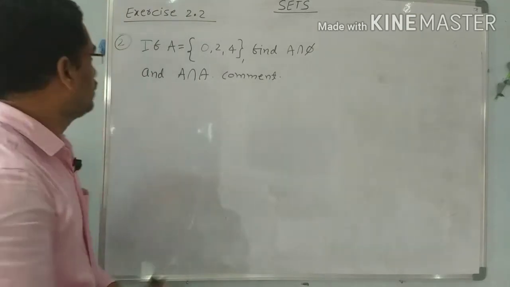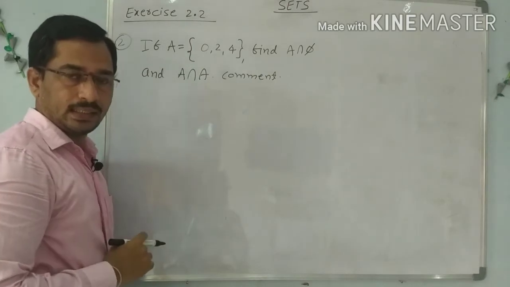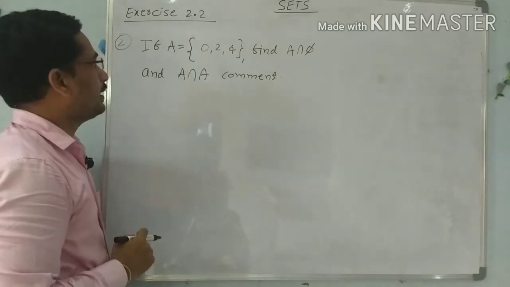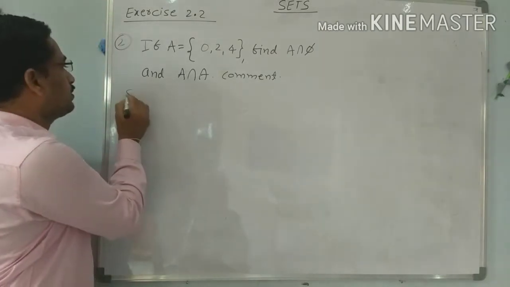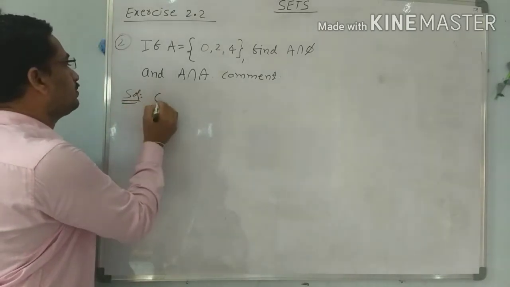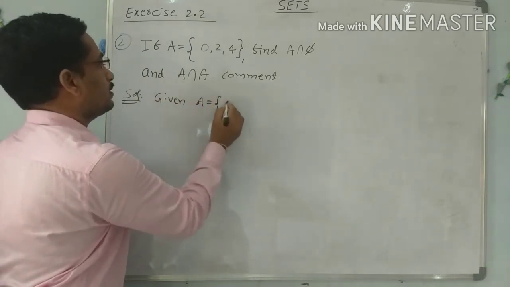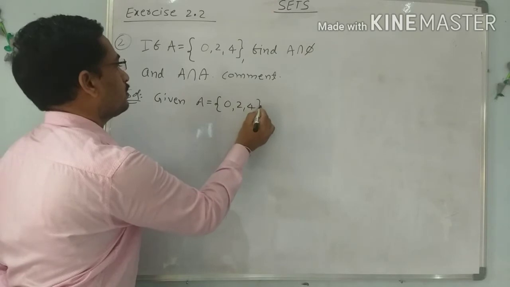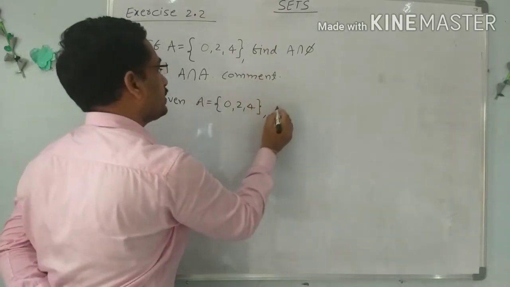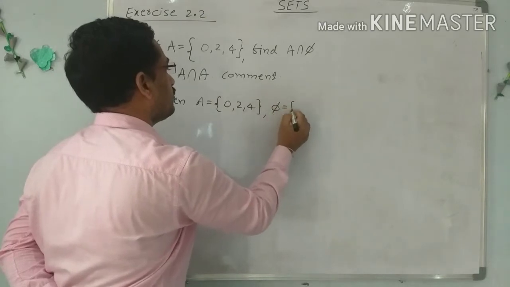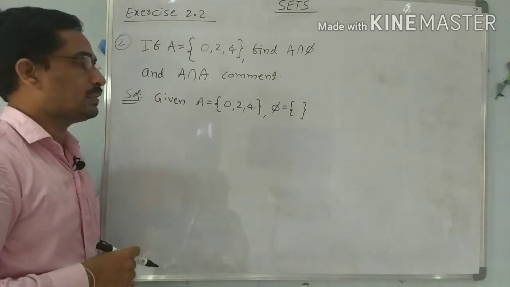Second problem, if A equal to {0, 2, 4}, find A intersection phi and A intersection A, then comment on that result. See the solution, the given sets. Write the given sets. A is given {0, 2, 4} and another set is given, that is the empty set. Empty set means it is phi, contains no element, just the braces and no element in that set.